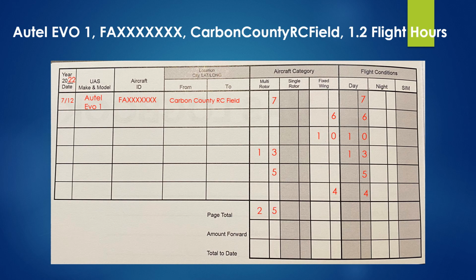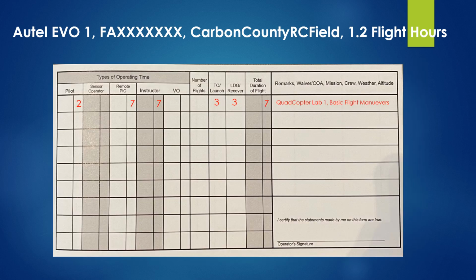And then when you get to the end of the page where you have filled out all of your sections, all of the rows on the other side, you put your page total here and you have your different categories, multi-rotor and fixed wing, and then obviously your daytime, and then you have your total to date. And so total to date is 2.5 on the multi-rotor, 2.0 on the fixed wing, 4.5 hours of flight during the day. And then same thing on the other side.